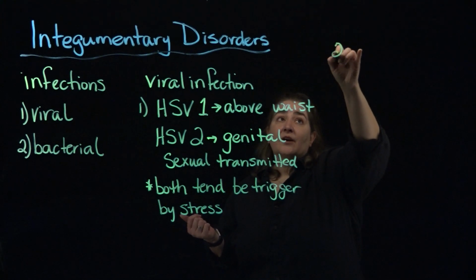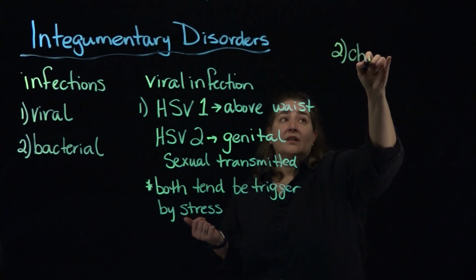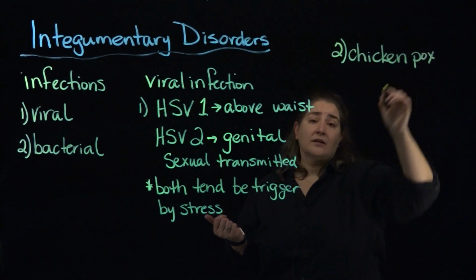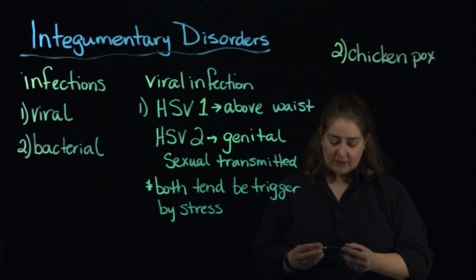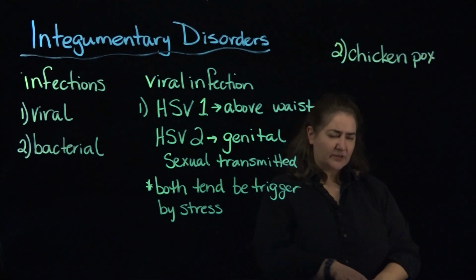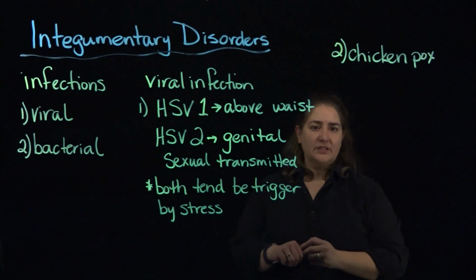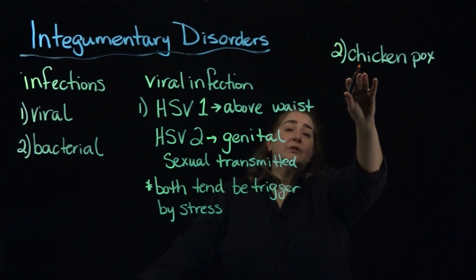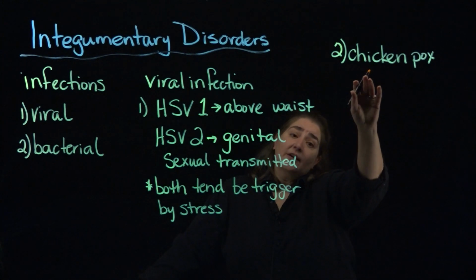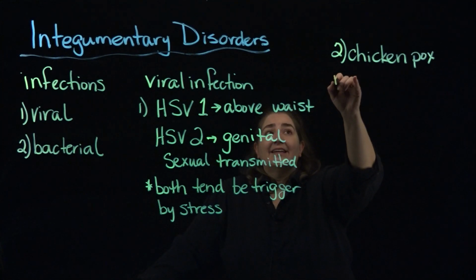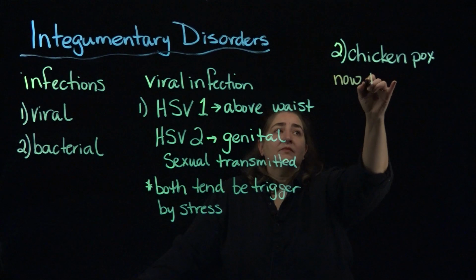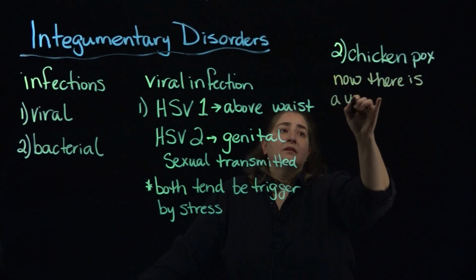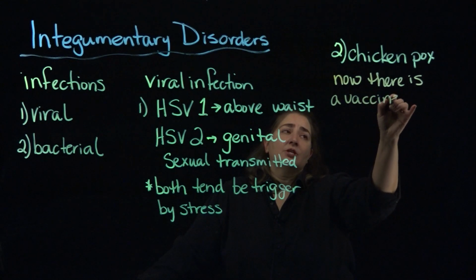Our other type of viral infection that we'll cover is known as chickenpox. All right, and I had chickenpox when I think I was 12 or 13, so I was a little bit older. But chickenpox, again, this is a viral infection. All right, now there's a vaccine for chickenpox.